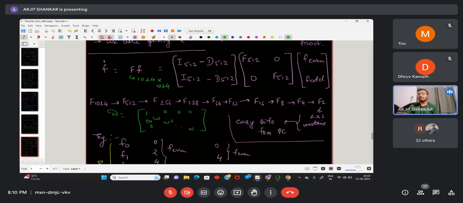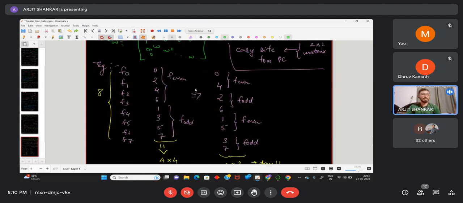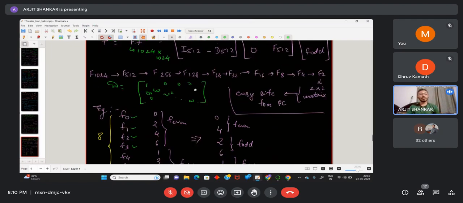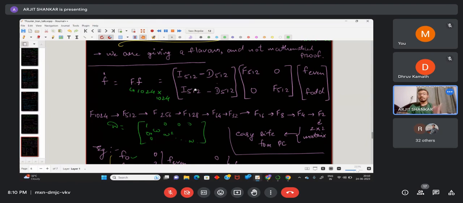So let's move on to what I mean by F even and F odd. If I'm taking a very small example, going from F0, F1, F2, F3 till F7, which has a total of 8 elements, first we take the indices which are even. What are the even indices? 0, 2, 4, 6. So that's what I've written first, which is F even. Then 1, 3, 5, 7, which are the odd elements. Now from 8, we have reduced the number to 4 cross 4, just as I'm writing over here that from 1024 cross 1024, we are moving to 512 cross 512, right?